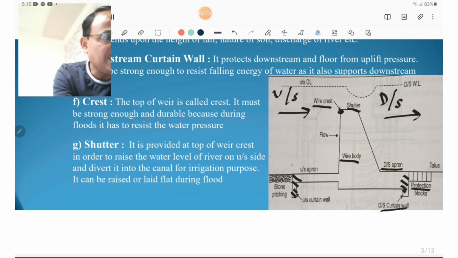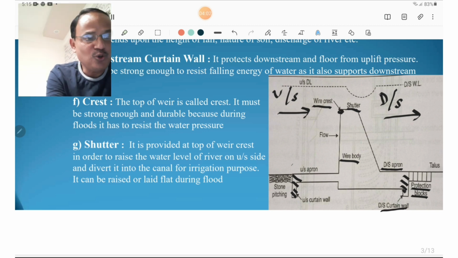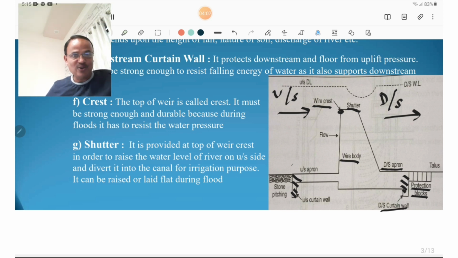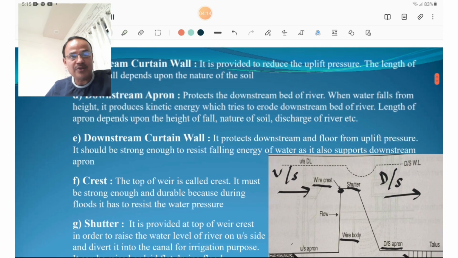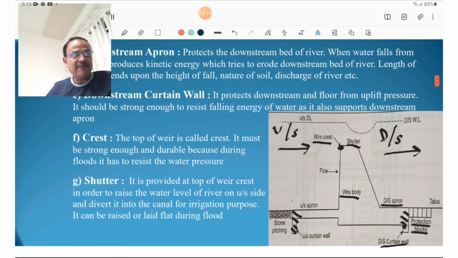And these are the protection works or protection blocks provided on the downstream side to protect the weir structure from hydraulic action. And stone pitchings are done on the upstream side also. Such a cross section of the weir you must know, or you must remember, for remembering all these component parts. So the downstream curtain wall protects the downstream side and floor from uplift pressure. It should be strong enough to resist the falling energy of the water. It also supports the downstream apron.